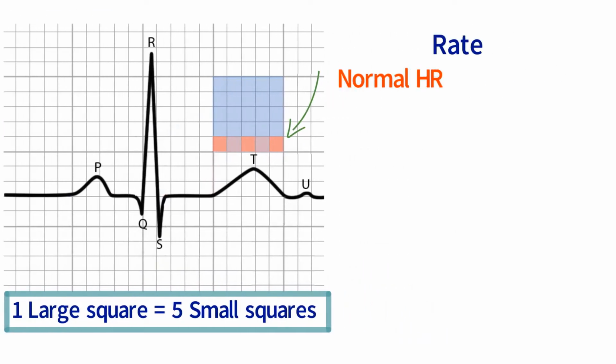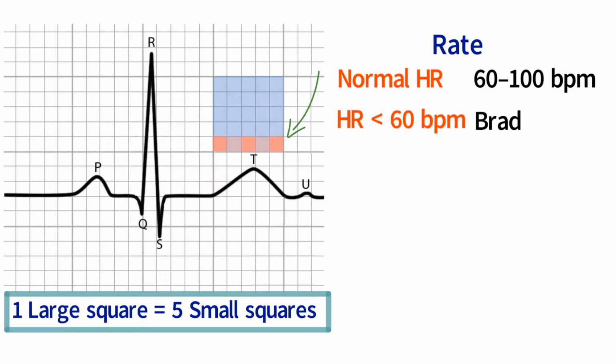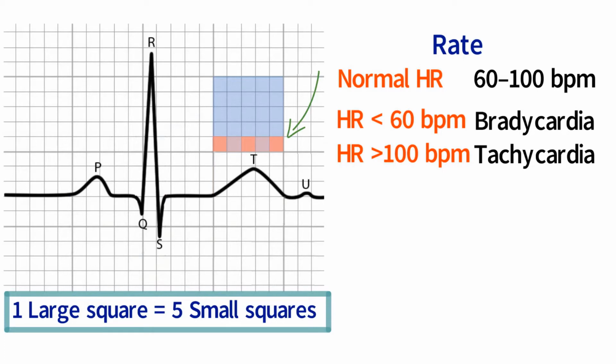So the normal heart rate in adults is from 60 to 100 beats per minute. A heart rate below 60 beats per minute is bradycardia, and if the heart rate is above 100 beats per minute, this is tachycardia. So rate is the first thing to check when you are reading an ECG.